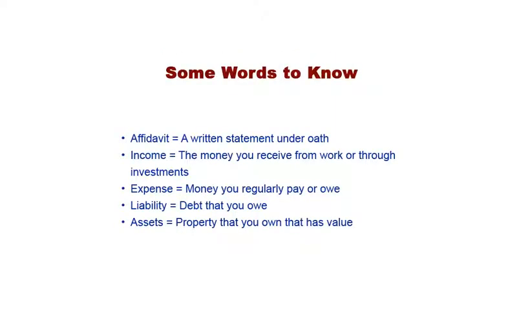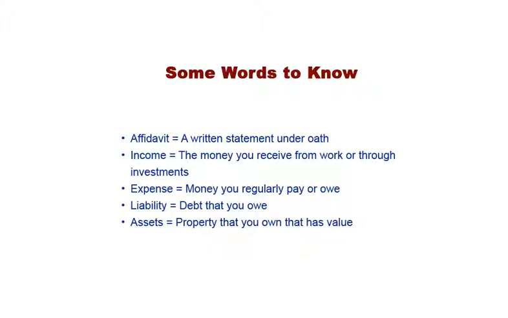Some words to know. In this overview, an affidavit is a written statement that is sworn to under oath as being true. Income is any money you receive from work, benefits, or through investments. It can include pay and wages from jobs, pensions, public assistance, unemployment compensation, and alimony.